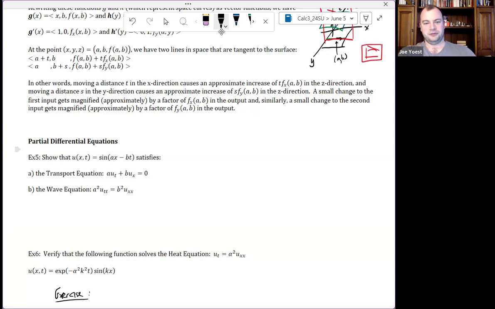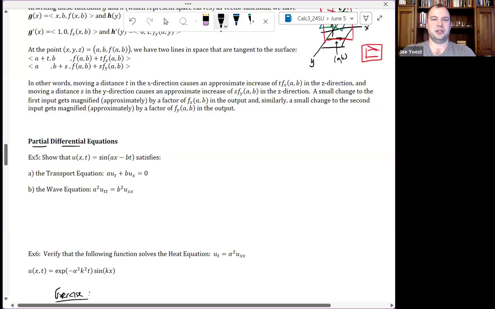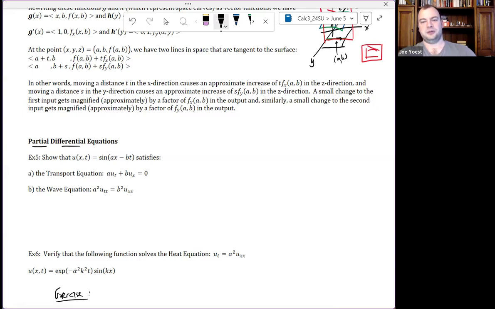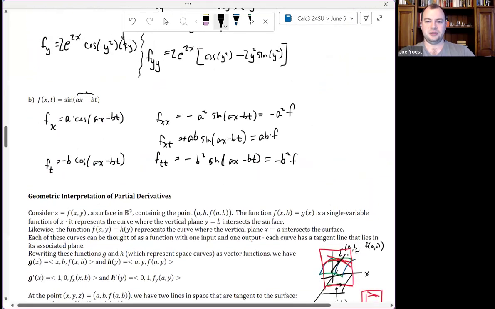But we could also have equations that relate functions of several variables to their partial derivatives. These are actually quite a bit more complicated than regular differential equations. We're not going to be looking at solving these from first principles, but we will attempt to show that certain functions satisfy certain PDEs. Now remember, this sine of ax minus bt, that is the function that we had up here. So I'm actually just going to kind of lasso select this whole thing.